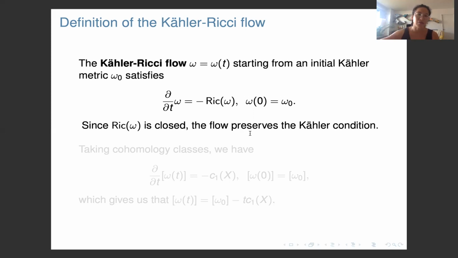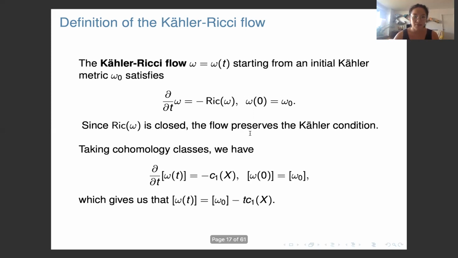So the evolving metric will always remain Kähler. And taking cohomology classes, we see that this is a PDE, but here, if you just take the DD bar class, this reduces to an ODE. So you can see that the evolution of the class omega t is just going to be equal to negative c1 of X, with the initial class being the class of omega naught. And so you can easily see that you can solve for omega t's class, and that it evolves linearly. So it's going to be equal to the initial condition class minus t c1 of X.